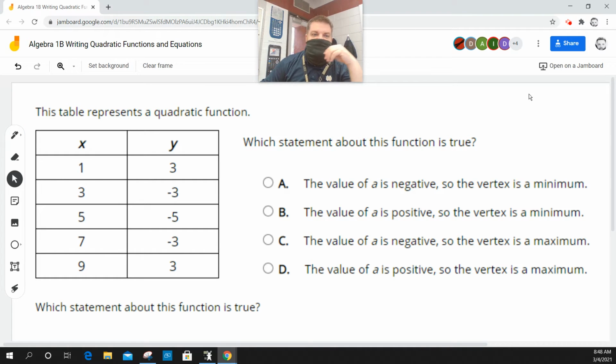This table represents a quadratic function. Which statements about this function are true? So what we've got to do is look at the data and see what we notice that's true. Well, it says that the A is negative, so the vertex is a minimum. Oh, okay. So let's try to identify the vertex.